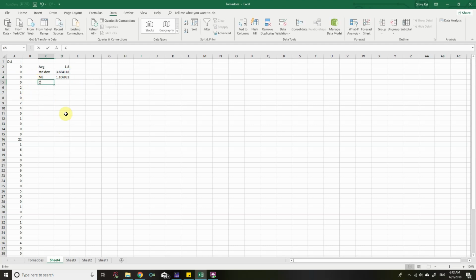Now confidence interval is given by equals to average minus margin of error, and that's the left endpoint. The right endpoint is average plus margin of error. So that's it. So 0.69 up to 2.90 is our confidence interval.